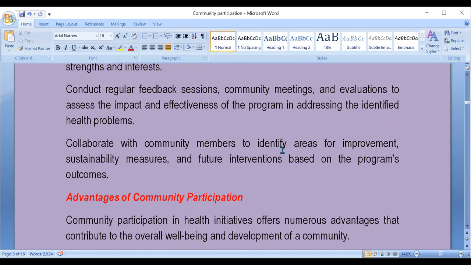Collaborate with community members to identify areas for improvement, sustainability measures, and future interventions based on the program outcome. So maybe, let's say in the field, they encountered rejection from a particular school. Because they have their members there, they will say, okay, there is a need to vaccinate these children so that they don't come down with this disease condition. They themselves, the owners of the community, will now go and meet with the owner of the school.